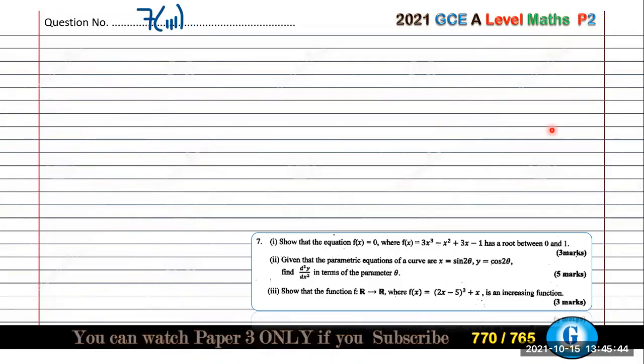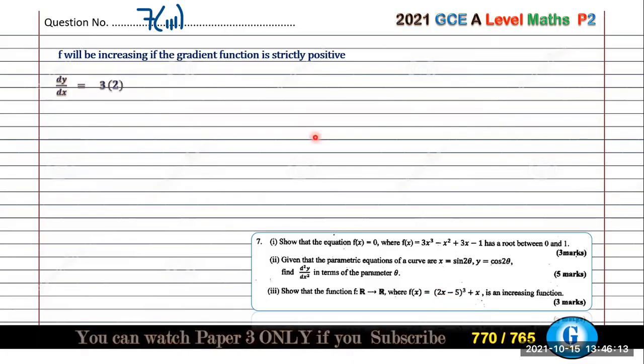Now, the last part of the question says that we should show that this function, where R is mapped onto R, is strictly an increasing function. A function is strictly increasing if its gradient is always positive. That is, if the derivative of the function is always positive, right? So if the gradient function is always positive, we have to look for dy/dx, and that will give us, you bring down the power 3, differentiate the core, differentiate this core 2x minus 5, you have 2.